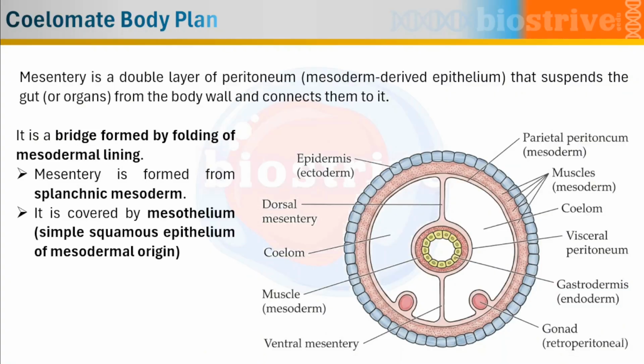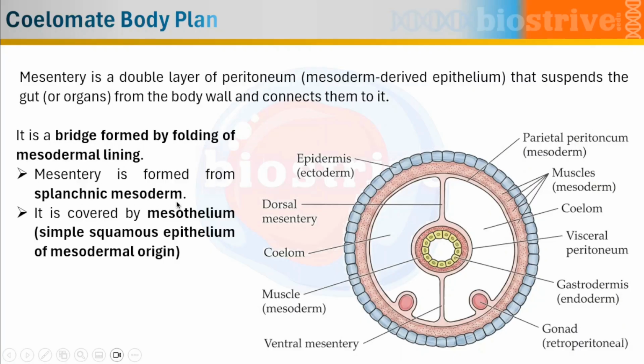Let's talk about mesentery. So mesentery is a double layer of peritoneum which is mesoderm derived. It functions as a suspension for gut and all the developed organs. It keeps all the organs in their specific place. That is the main function of the mesentery. Mesentery is what connects all these organs to the body wall itself. It is a bridge formed by folding of mesodermal lining, and mesentery is formed by the splanchnic mesoderm.